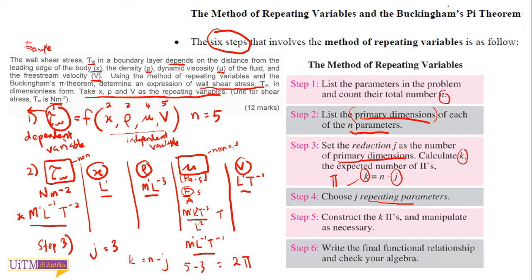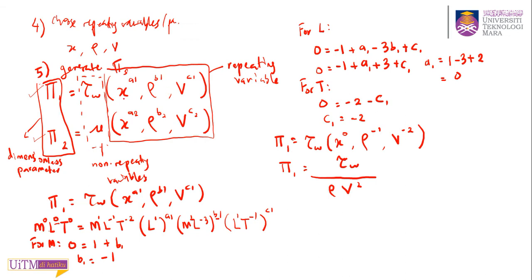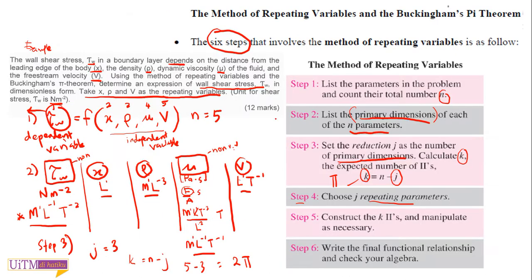But you may find a question where they don't give you the repeating variables. So that's why in step 4 I will discuss after this how we can choose these repeating parameters or repeating variables. But in this question they already gave you x, rho and v as your repeating variables. So the other two, tau and mu, will be your non-repeating variables.